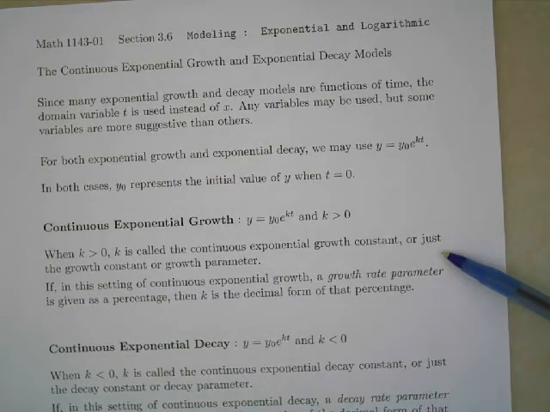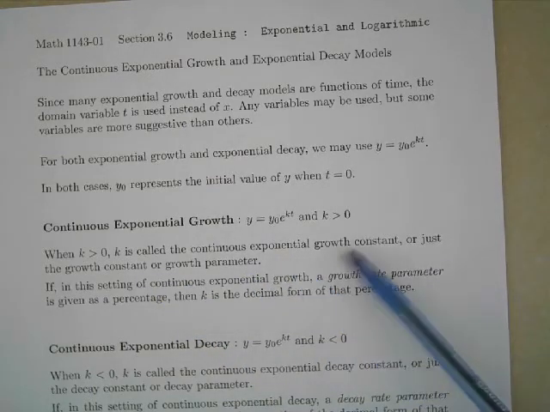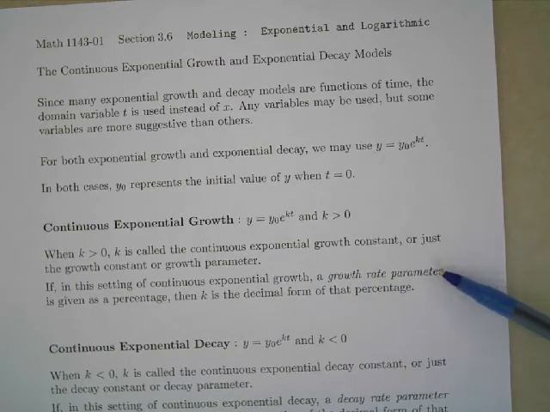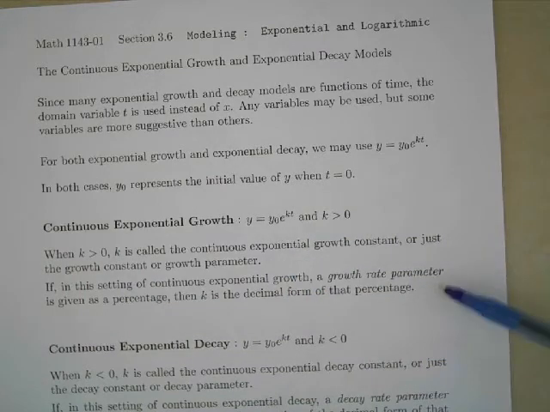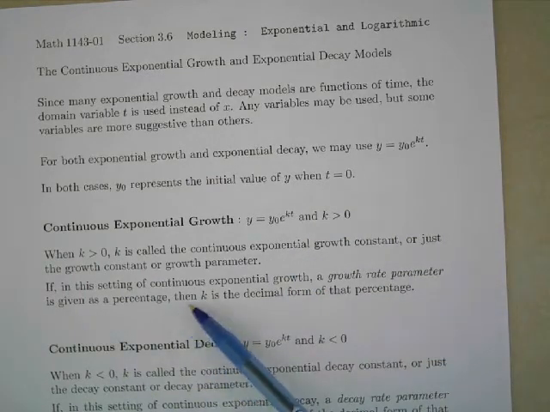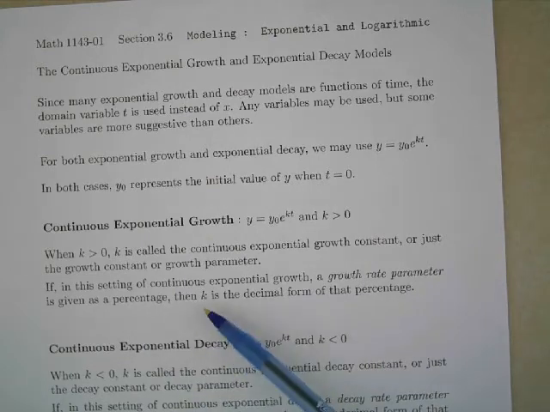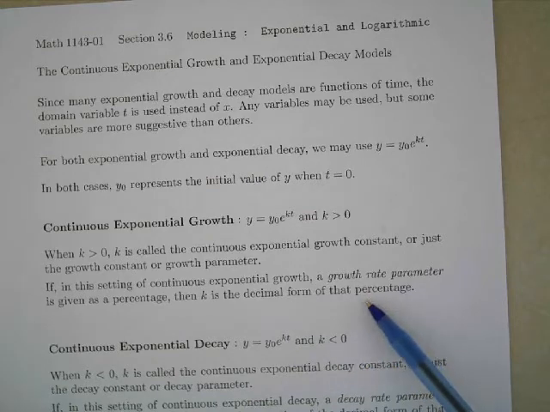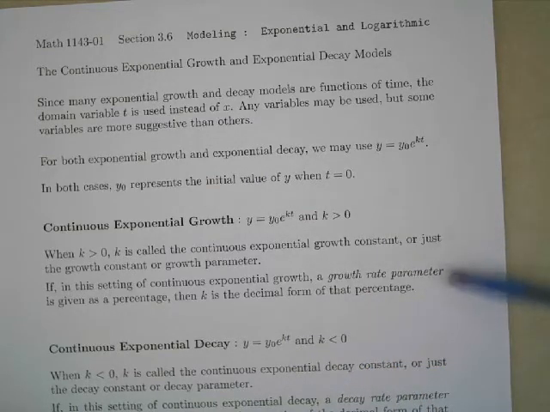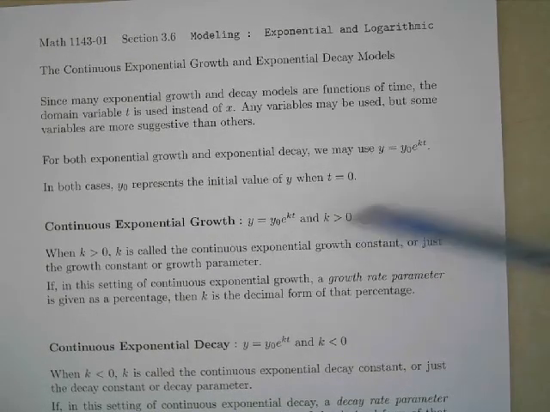When k is greater than 0, k is called the continuous exponential growth constant, or just the growth constant, or sometimes it's referred to as the growth parameter. If in this setting of continuous exponential growth, a growth rate parameter is given as a percentage, then the number k is the decimal form of that percentage. So just be on the lookout for the different terms used to describe k.